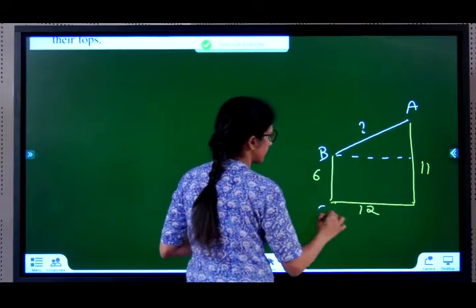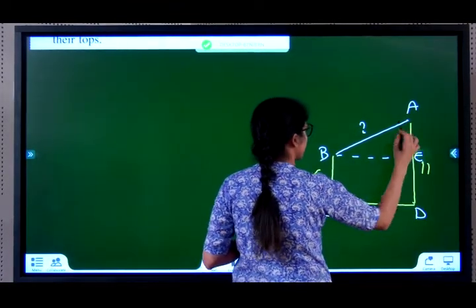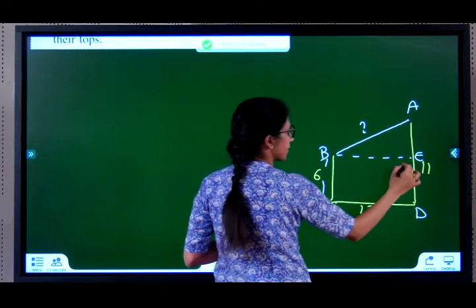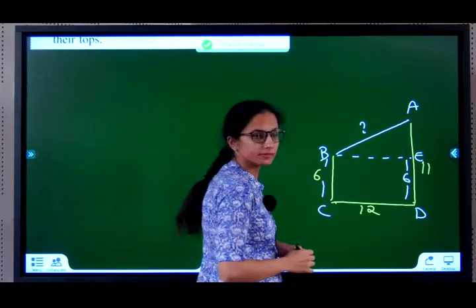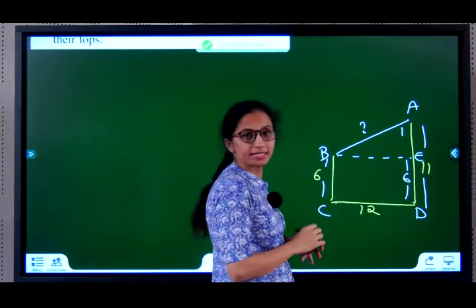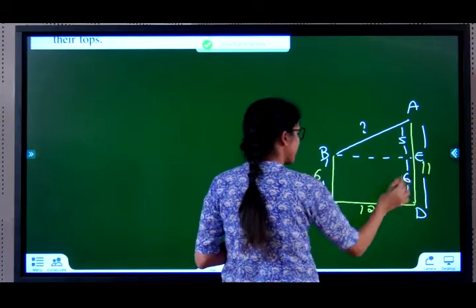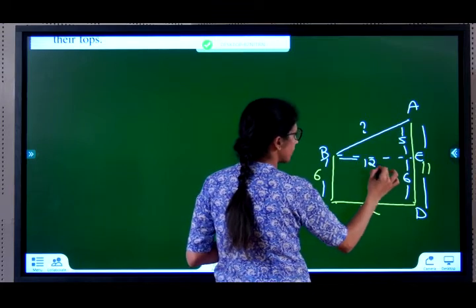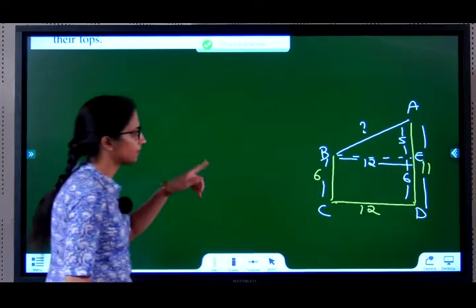A, B, C, D, E, F. If this is 6, can I say this is also 6? Yes, I can. The whole thing is 11. So what is the small thing? 11 minus 6, 5. If this is 12, can I say this is also 12? Yes, I can. So this part you should only write.